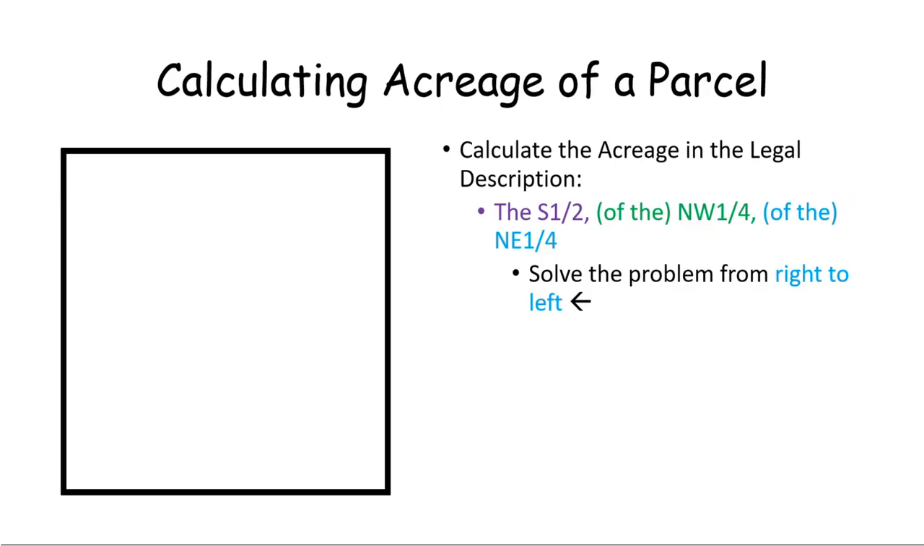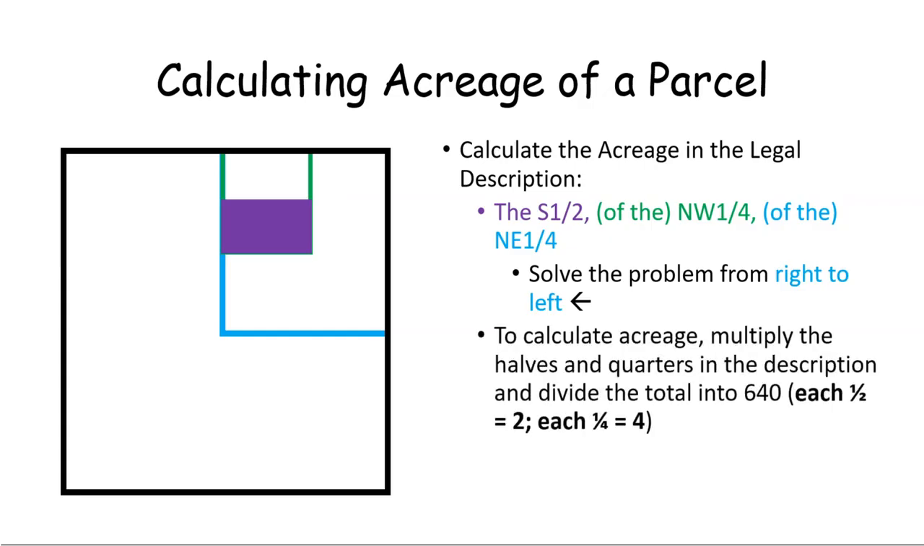When you see the term "of the," here's what we're going to do. We solve from right to left. "Of the" means it's a part of. So when we solve from right to left, we've even color coded it. We go backwards, just like in the legal description. So we drew out a square on our scratch paper. We found the northeast 1/4. Of the, we want to find the northwest 1/4. And of that, we want to find the southern half. So we color coded it to make it a little easier to understand.